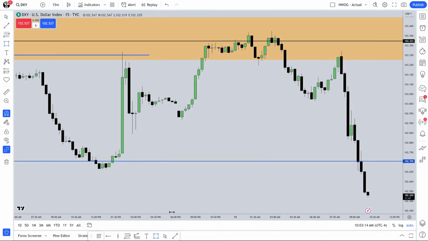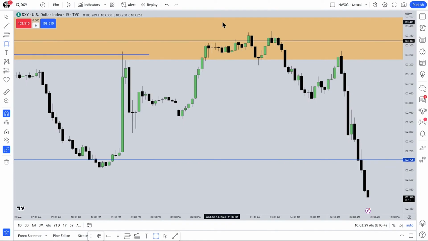Now, when we look at the dollar for Forex traders, you're really going to be focusing on the London open kill zone and the New York open kill zone. And again, for the London open kill zone, it's all New York local time. It begins at 2 a.m., ends at 5 a.m.